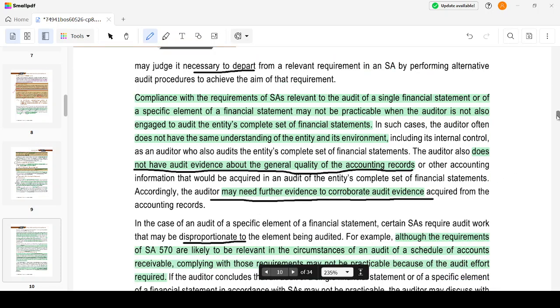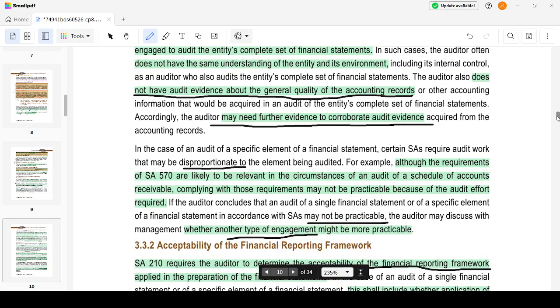In the case of an audit of a specific element, it may require audit work that may be disproportionate to the element being audited. For example, requirements of SA 570 are likely to be relevant in the circumstances of an audit of a schedule of accounts receivable. Complying with those requirements may not be practicable because of the audit efforts required. If the auditor concludes the audit of a single financial statement or specific element of a financial statement in accordance with the SAs may not be practicable, the auditor may discuss with the management whether any other type of engagement is more practicable.